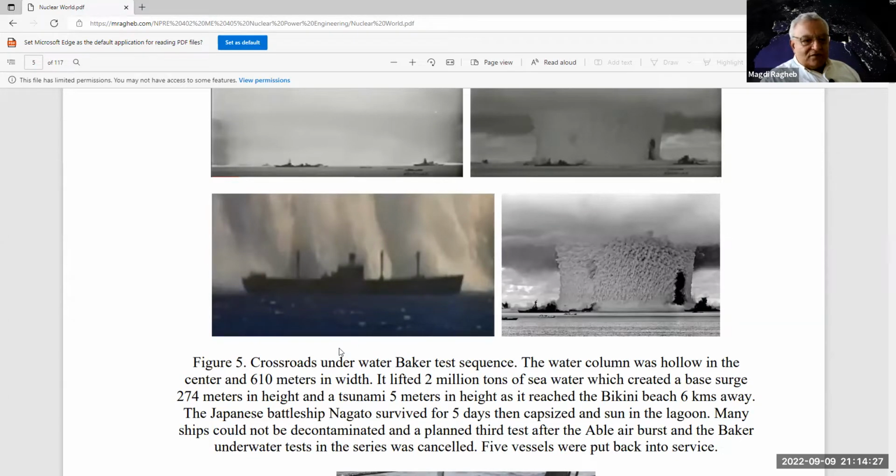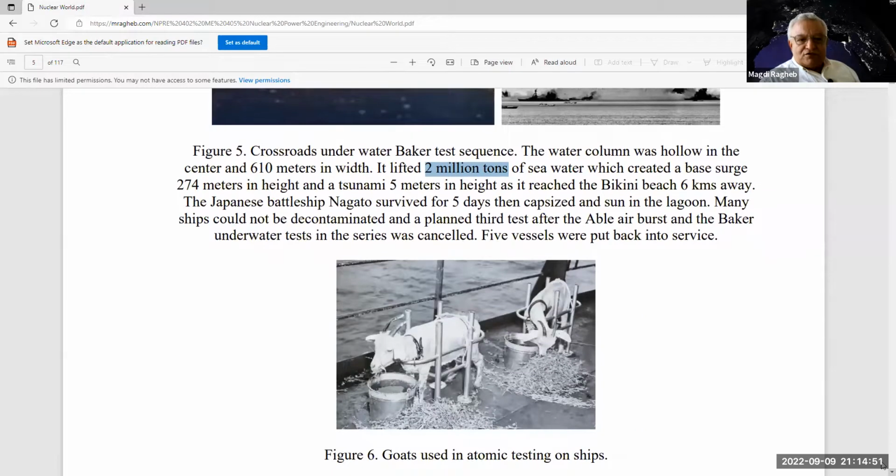We cannot see it from here. And it was about 610 meters, half a kilometer in width. And it lifted 2 million tons of seawater. And the surge rose up to 274 meters and created a tsunami 5 meters in height that hit the ships that were away from the center of the explosion.